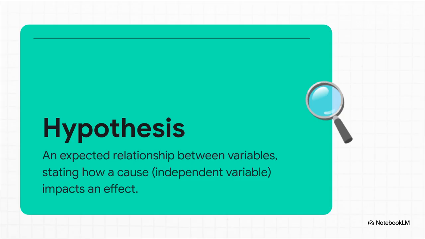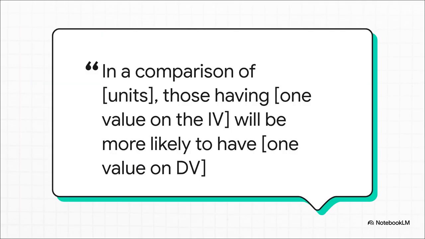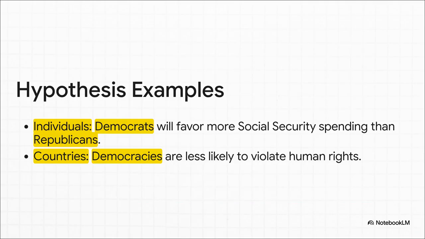It makes a clear claim about the relationship you expect to see between your cause, the independent variable, and your effect, the dependent variable. And hey, if you ever want to write a fantastic hypothesis, this template is your best friend. Seriously, it forces you to be super precise about who you're comparing, what the cause is, and exactly what effect you expect to find. And look what happens when we use it. We get these crystal clear, totally testable statements. We're directly linking a concept like political party or government type to a specific, measurable outcome. These aren't just wild guesses anymore. They are precise predictions ready to be put to the test.